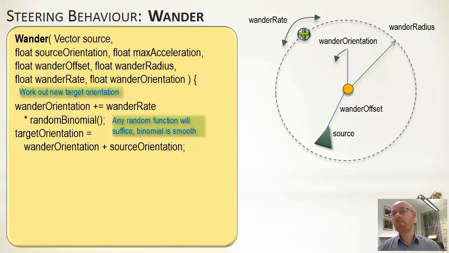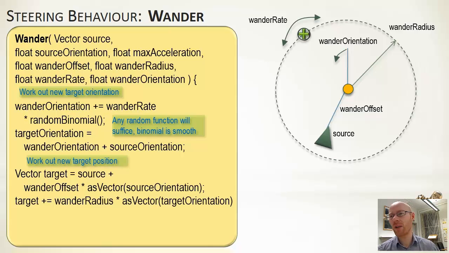We want to work out a point that we can seek towards. And to do that, we're building it up in these two lines. So we start off in our source, this is whereabouts we're at. We add on to the source the wander offset multiplied by a vector. It's going to be a directional vector that corresponds to the source orientation. So our source orientation, expressed as a directional vector, is the vector that will take us towards the center of the circle. And it'll be a distance of wander offset that we go along that. So that first line will bring us from where we're at to the center of the circle.